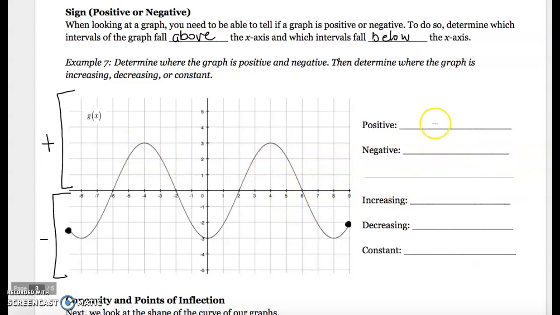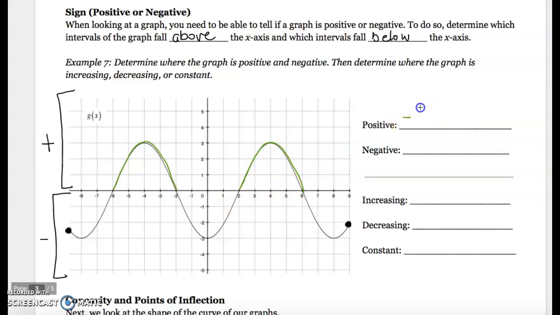I'll use some different colors. I'm just going to go through and highlight the parts of my graph that fall in the positive section. So from here to here, that happens. And then from here to here, that happens, right? Those are the parts that are above the x-axis. So I can write those as my positive intervals.